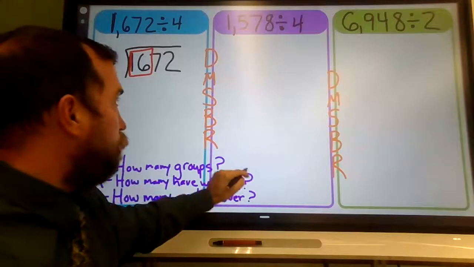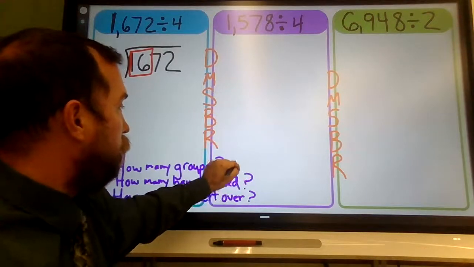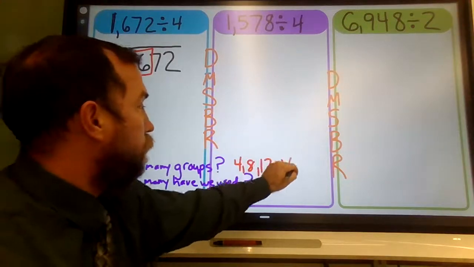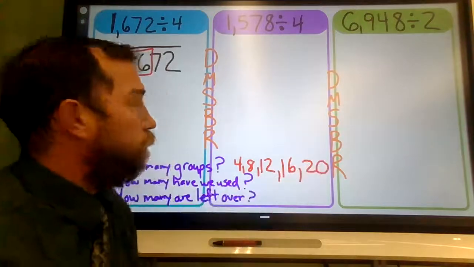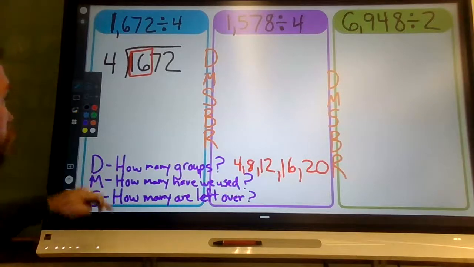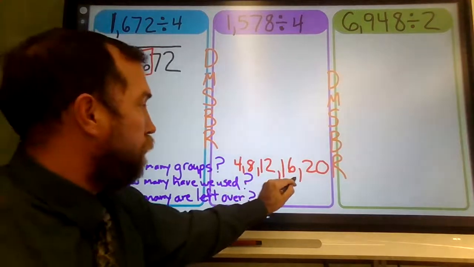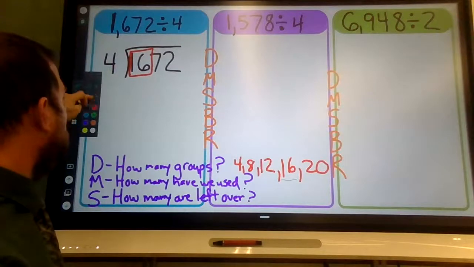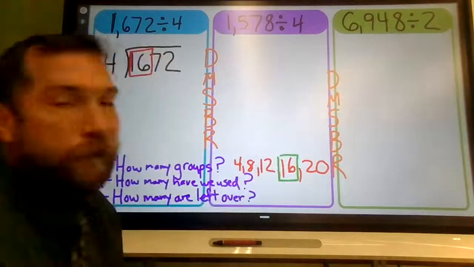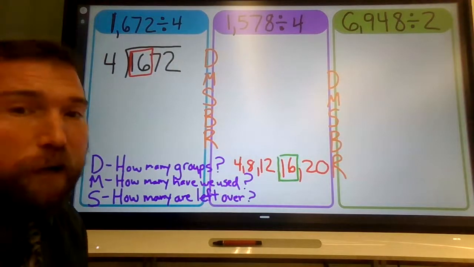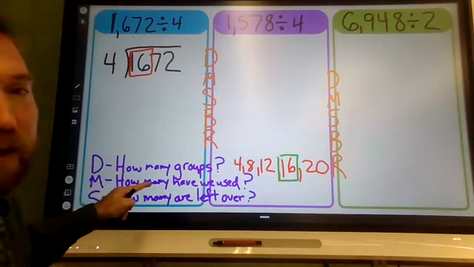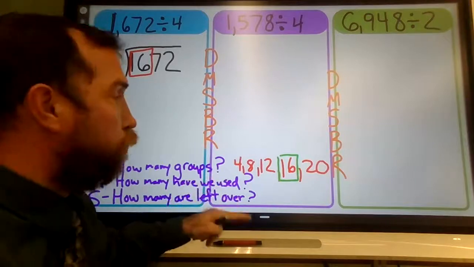And I'll make my 4 chart over here because I'm going to use it again. 4, 8, 12. There is 16. I'll just do one more to fill out that group to 20. And so if I'm thinking about how many groups can I make, the answer is not 16. This is what I mean when I say some of you are trying to jump ahead. That's M. We're going to get to that in a minute. That is important to figure out, but don't skip ahead. Do D first. D is how many groups of 4.